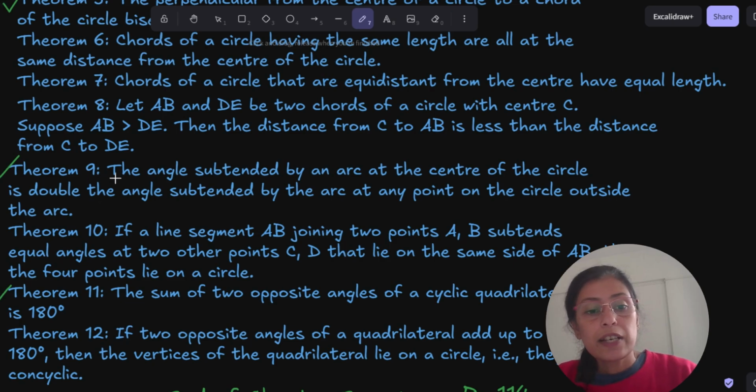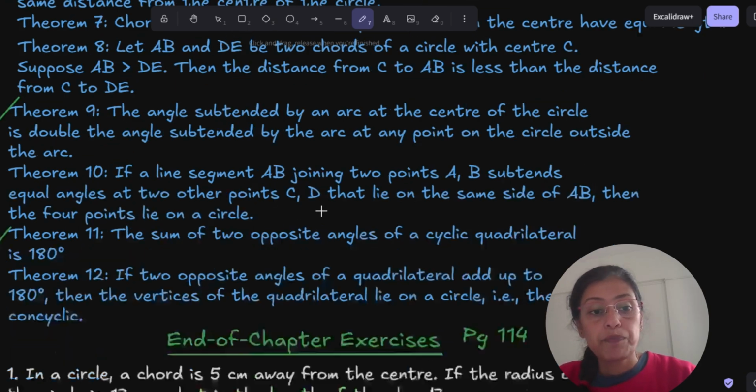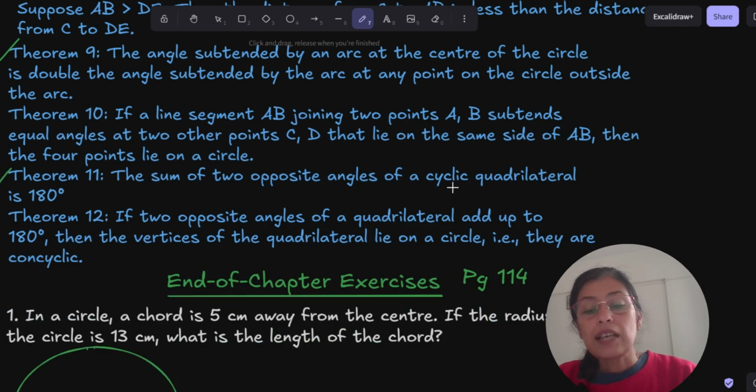So what does theorem 9 say? The angle subtended by an arc at the center of the circle is double the angle subtended by the arc at any point on the circle outside the arc. Theorem 10: if a line segment AB joining 2 points subtends equal angles at 2 other points C and D that lie on the same side of AB, then the 4 points lie on the circle. Basically, we are saying they are concyclic. Then the sum of opposite angles of a cyclic quadrilateral is 180 degrees, and the last is that if two opposite angles add to 180 degrees, then that quadrilateral is a cyclic quadrilateral.